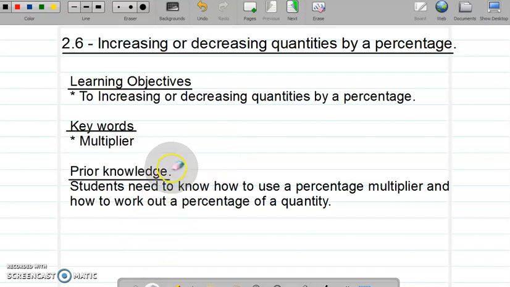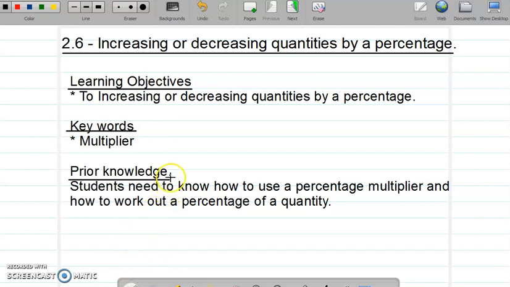Okay, in today's lesson we are going to discuss increasing or decreasing quantities by a percentage. That is our learning objective today: how to increase or decrease a quantity by a percentage.